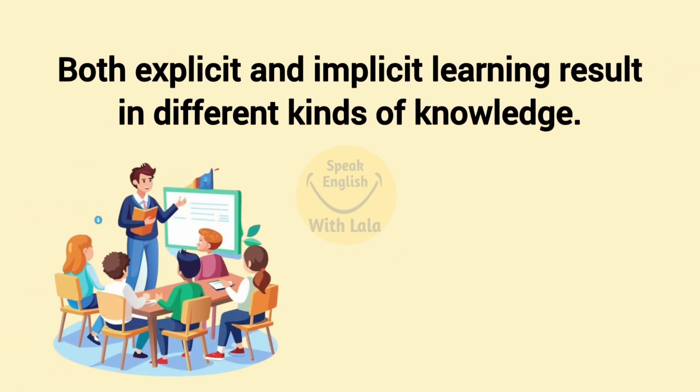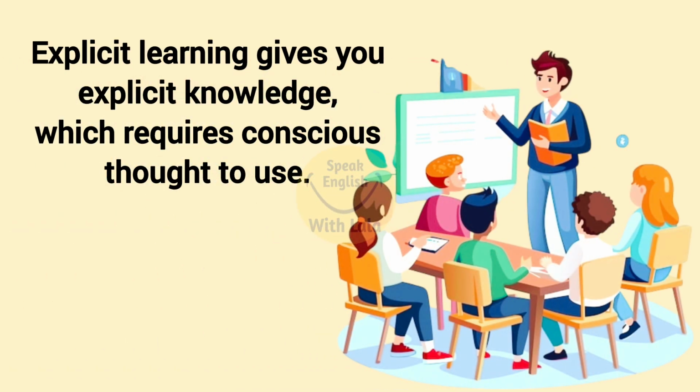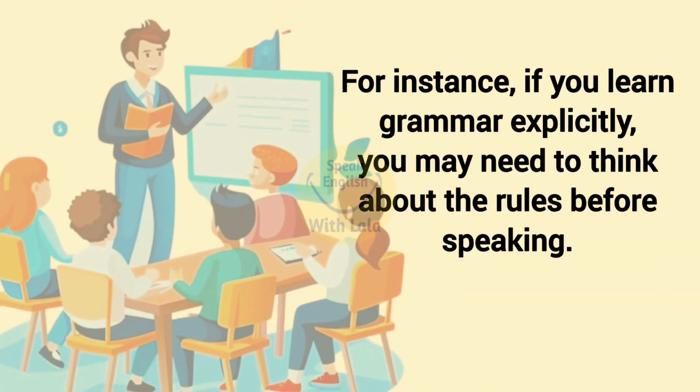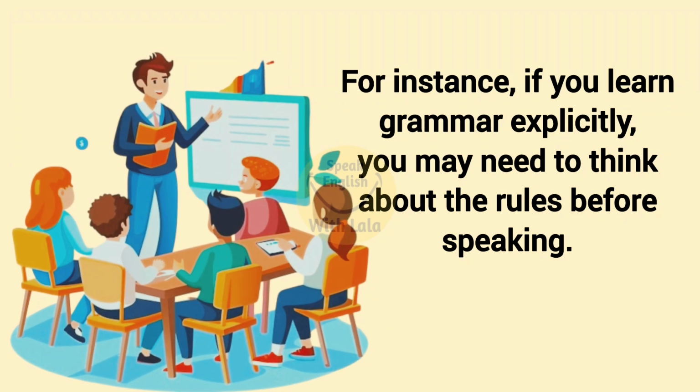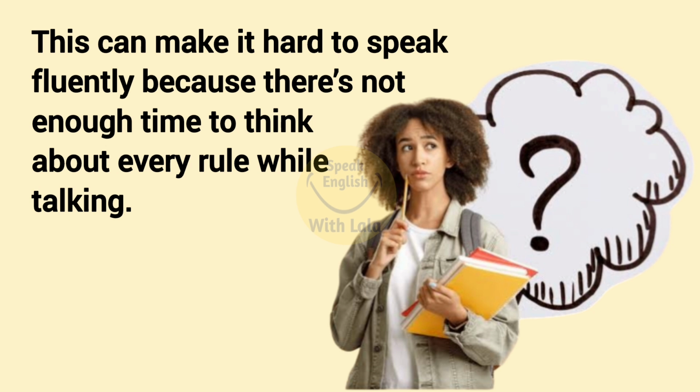Both explicit and implicit learning result in different kinds of knowledge. Explicit learning gives you explicit knowledge, which requires conscious thought to use. For instance, if you learn grammar explicitly, you may need to think about the rules before speaking. This can make it hard to speak fluently because there's not enough time to think about every rule while talking.